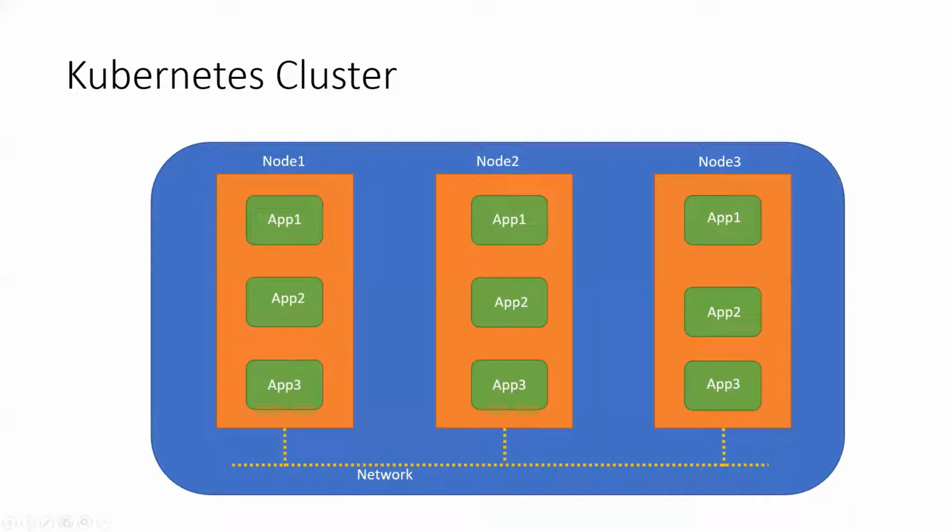This is how the whole cluster will look, and you will have multiple nodes. In this case, I have 3 nodes. Your case will be completely different, and each node will have certain apps. If you are deploying any apps, they will be automatically deployed based on the availability of the node and also the availability of the resources.